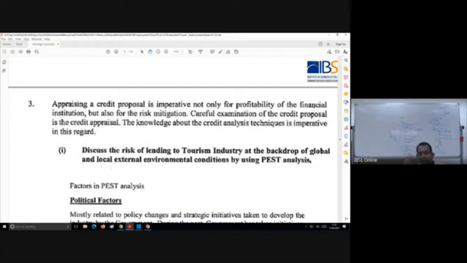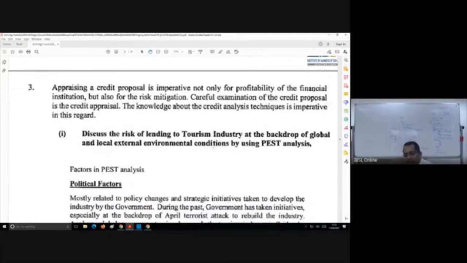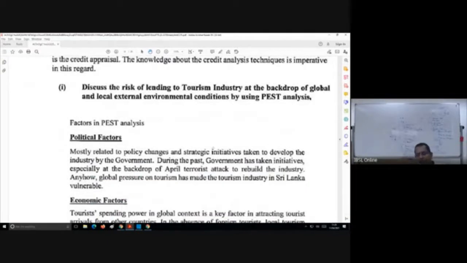That means how the political environment encourages the tourism business, right? Because tourism is a very critical business to the country's economy, political willingness is there to attract tourists to the country. So visa policies and all such things come from political influence. Mostly related to policy changes and strategic initiatives taken by the government to develop the industry.